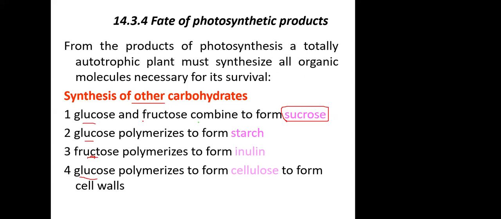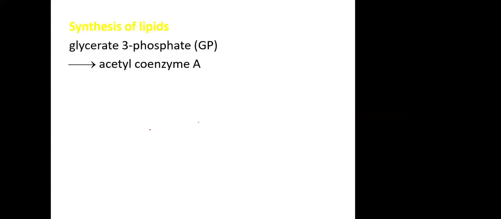Okay, and then we can look at synthesis of lipids. Now, here the glycerate 3-phosphate, remember the GP or the PGA, which was formed after the dissociation or the breaking down of the 6 carbon compound that was unstable. So some of the GP or PGA is used to form a compound called acetyl coenzyme A. Acetyl coenzyme A is a 2-carbon compound.